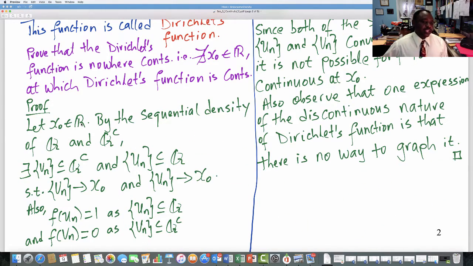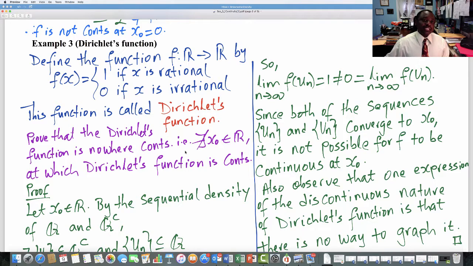Let x0 be a real number. By the sequential density of Q and Q complement, set of rational numbers and irrational numbers, there exists an irrational sequence Vn such that Vn converges to x0. Recall the definition of a set S being sequentially dense. It means for every real number x, I can always find a sequence from S that converges to x. Okay, so because Q and Q complement are both dense in R, and x0 is a point in R, I can find a sequence of irrational numbers that converges to x0, and I can also find a sequence of rational numbers Un that converges to x0.